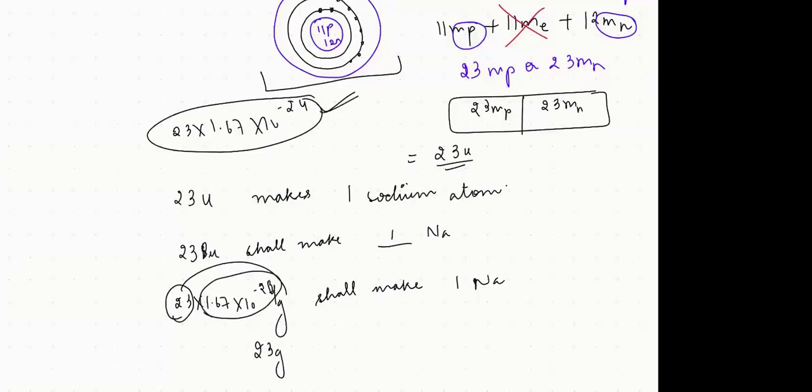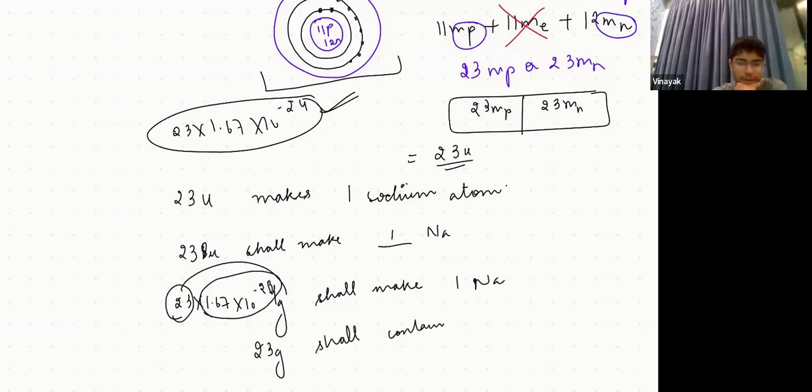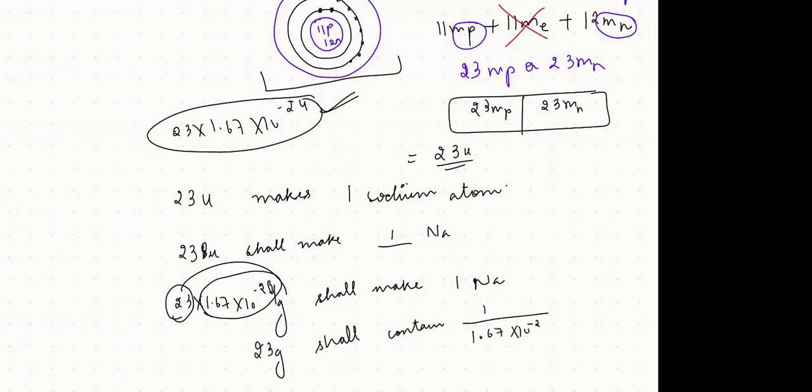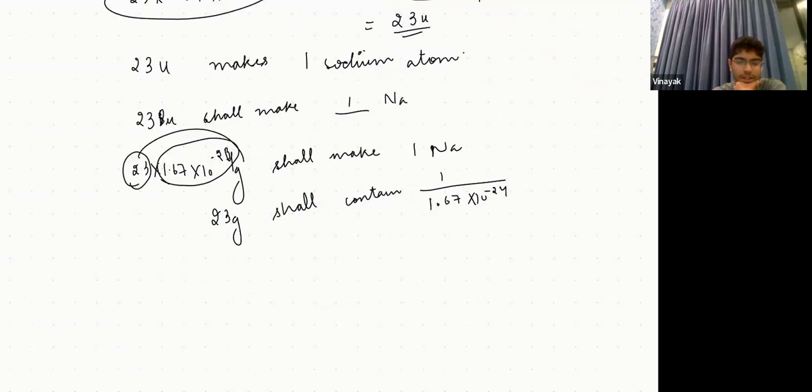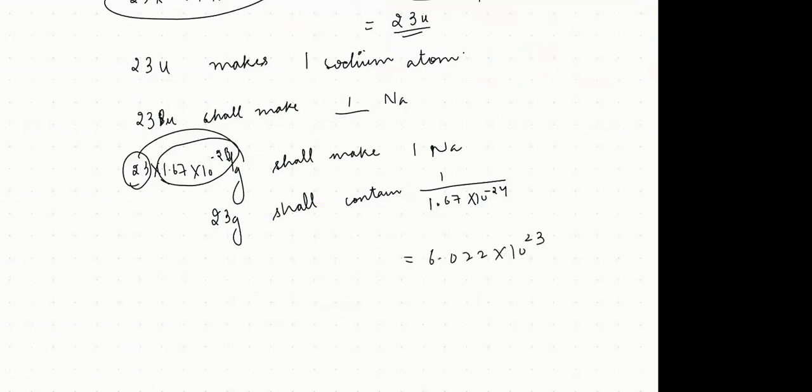So how many atoms shall that contain? That shall contain 23 upon 23 into 1.67 into 10 to the power minus 24, which is 6.022 into 10 raised to 23. So I hope you're understanding that 23 grams of sodium will have these many atoms.